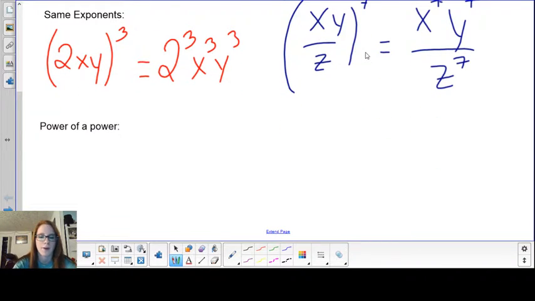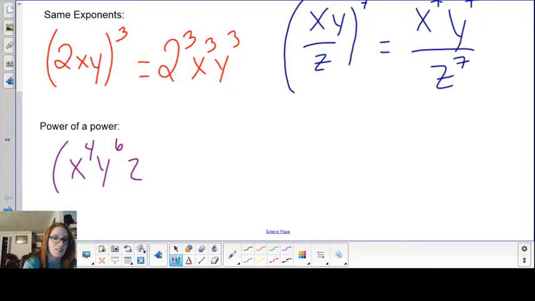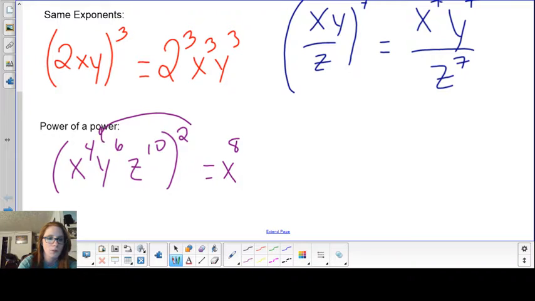And lastly, when we have a power to a power. So say, for example, we had x to the 4, y to the 6, z to the 10, all squared. So we know from the step before that everything gets that exponent, but when it gets the exponent, it ends up multiplying together. So we have x to the 8th, because we have 4 times 2, y to the 12th, and z to the 20th.